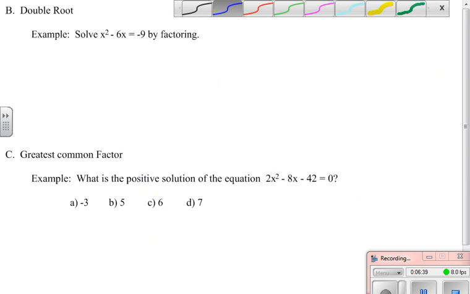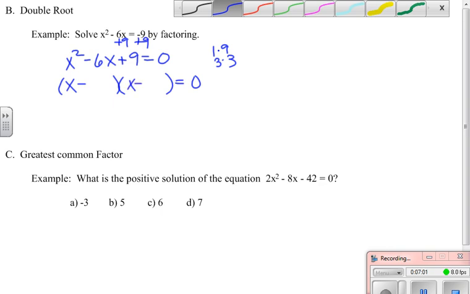Now if we look at an example like x squared minus 6x equals negative 9, first we need to add 9 to both sides. Now we don't have a greatest common factor, so I'm going to think about what factors of 9, if I have minus plus, that means I have 2 minus, are going to add together to make 6. Clearly 3 and 3. This is what's called a double root. Our answer shows up twice.